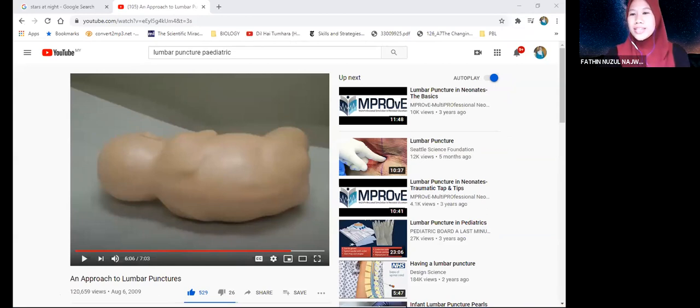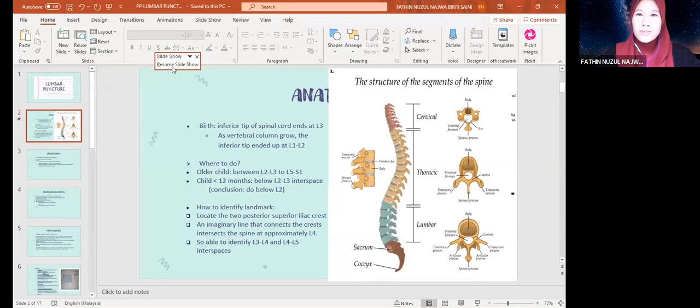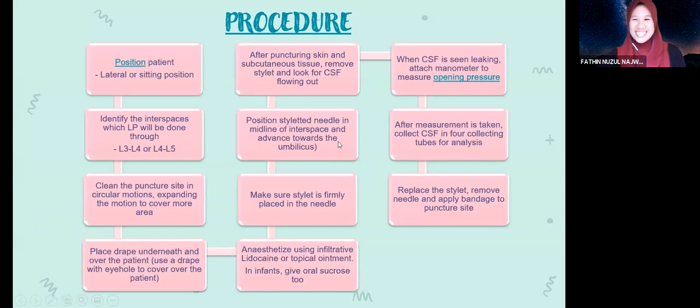Okay. Can you see my slide? Oh no. Cannot see slide. Share. Can you see slide? Okay.